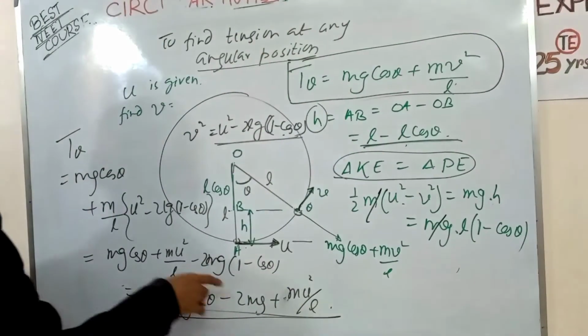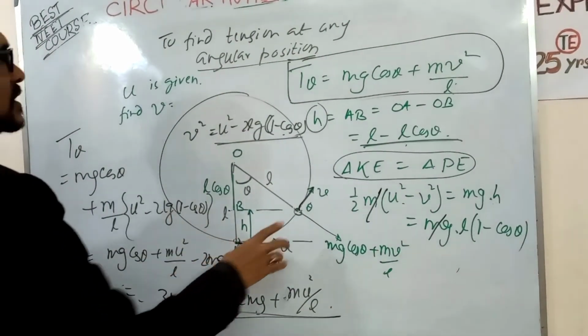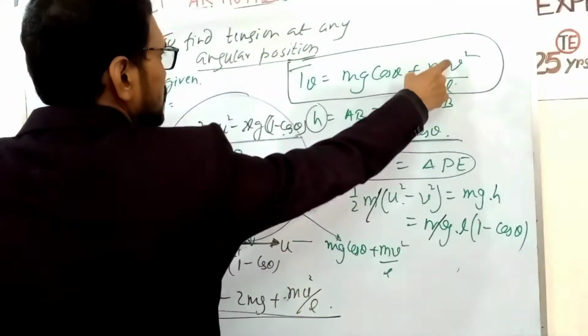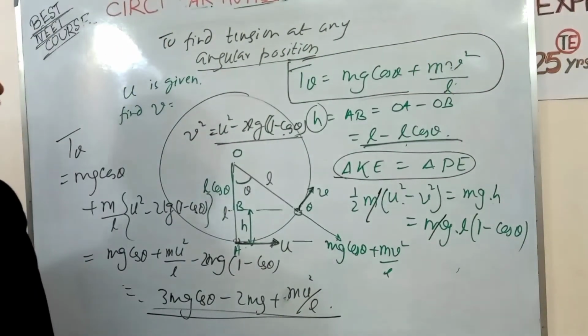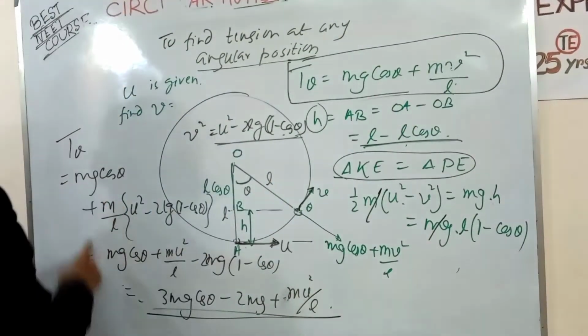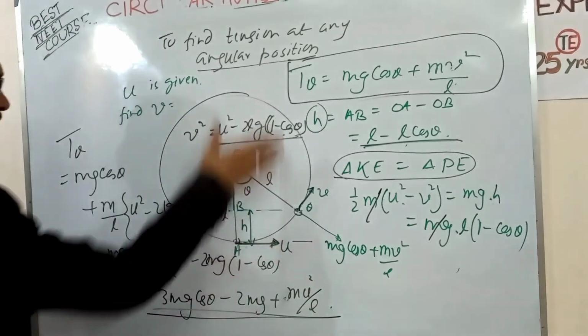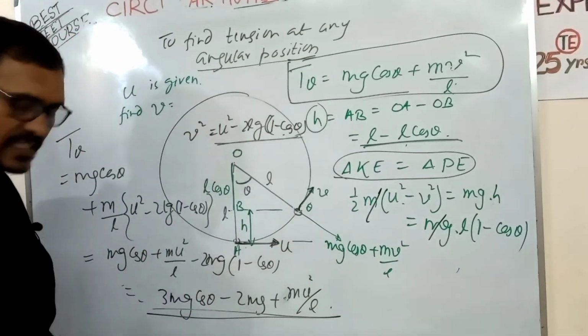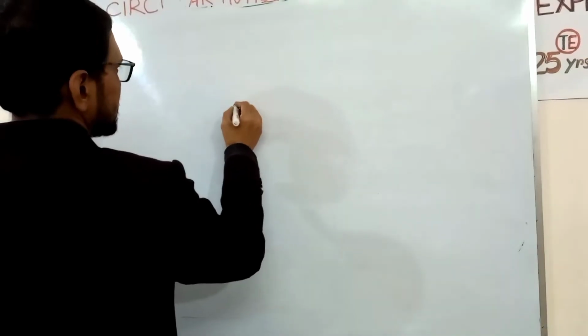v square. Once you get v square from this, put the value of v square here, and you get the tension at angle theta. So this is the procedure to find the tension at any angle theta.